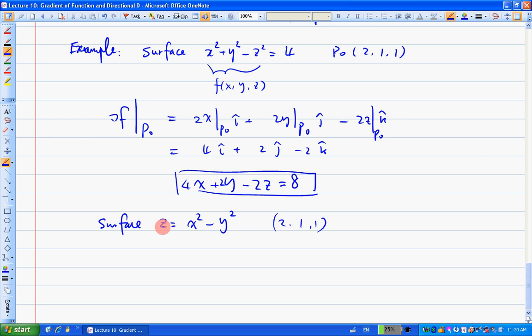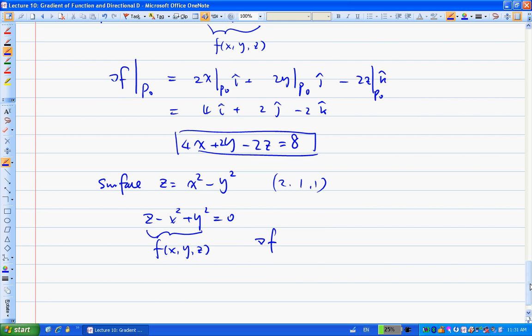Whether you move the z to the other side or move this to one side, that's all okay, but you need to do one of these things here. Then this is going to be your f of x, y, z, and then you calculate del f. So you can try that yourself. Any questions?